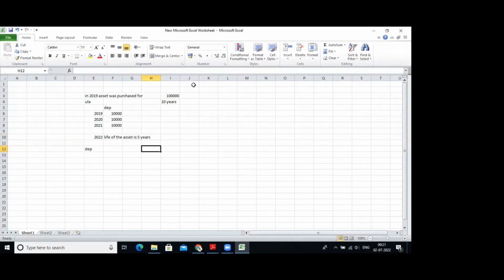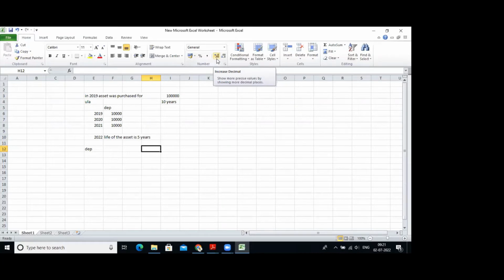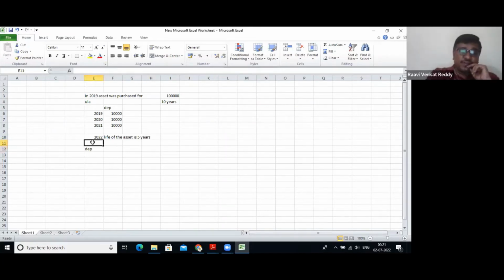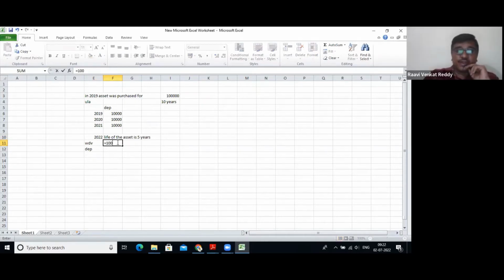14,000. Is it 14,000? How did you get it? The remaining amount is 70,000 after depreciation, and 5 years is remaining. Perfect. Very good. So technically we call it written down value, WDV. The written down value, as you mentioned, is 1 lakh minus 30,000 we already charged. So it will be 70,000, and the depreciation amount will be 70,000 divided by 5. So it will be 14,000.